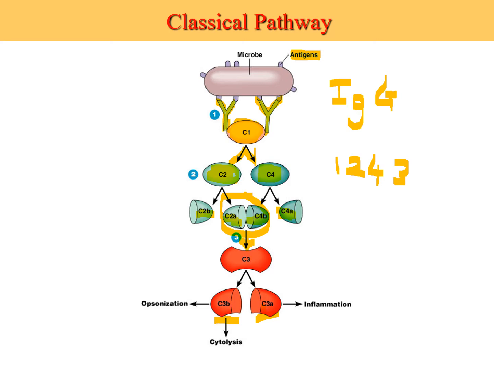Now C3A can trigger an inflammatory reaction that will attract phagocytic cells. And C3b carries out what's called opsonization. It will attach to a microorganism and increase the probability that the organism, the microbe, will get phagocytosed. That's what opsonization is. If a microorganism is opsonized with C3b, it's more easily phagocytosed by phagocytic cells.